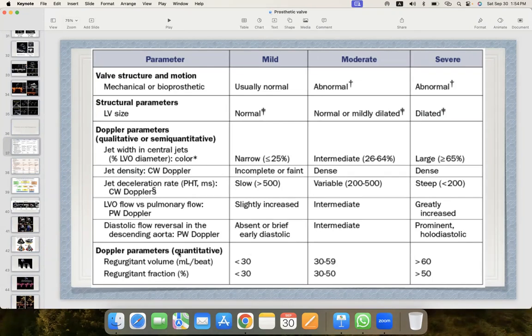And then we can also do the quantitative measurement of the regurgitation. Here, we do the quantitative measurement by calculating the LVOT stroke volume and the RVOT stroke volume, and we do a subtraction. The LVOT stroke volume will be larger than your RVOT stroke volume, and you subtract, and then if you divide it by the LVOT stroke volume, you will get the regurgitant fraction. Also, if you calculate the VTI of the aortic valve regurgitation, you can also calculate the effective orifice area.